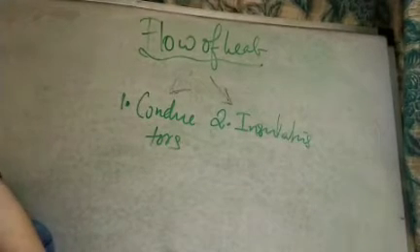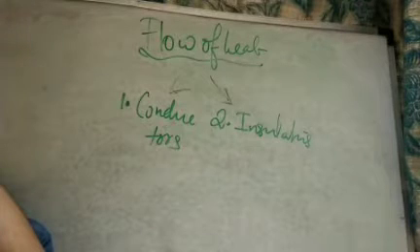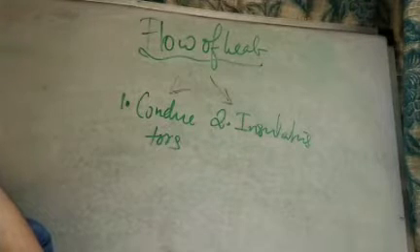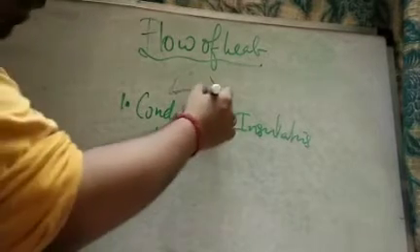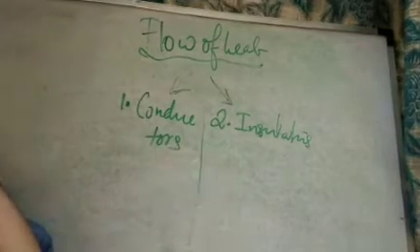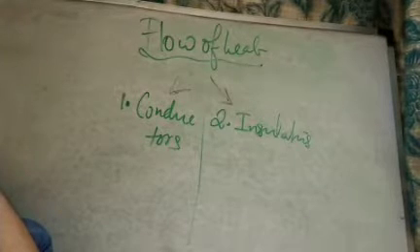Welcome back, dear students. We were talking about conductors and insulators in our previous session. Now let us understand in detail what conductors are and what insulators are. We can define conductors as those substances through which heat flows easily.